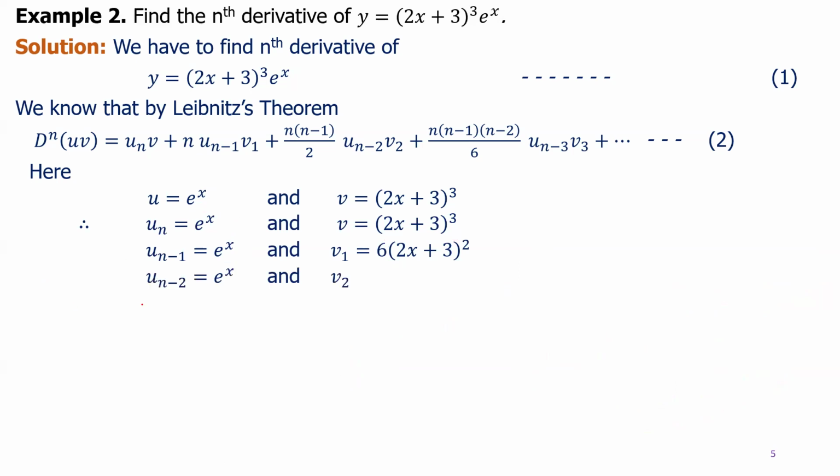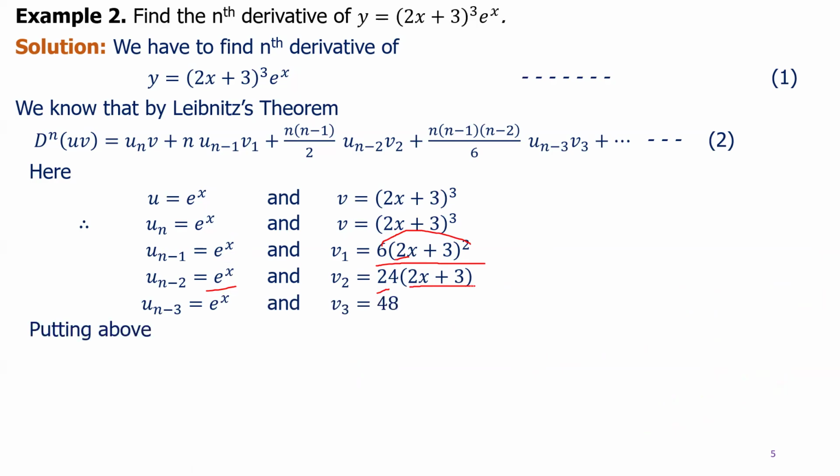Similarly, the n minus 2 derivative is again e to the power x. What is the derivative of v1? 6 times (2x plus 3) whole square gives 6 times 2 is 12, 12 times 2 is 24, and (2x plus 3) whole to the power 1. Similarly, un minus 3 is equal to e to the power x, and v3 is equal to 48. If we again differentiate it, v4 will be 0, so no need to take the next differentiation. Now we have to put all these values in equation number 2.